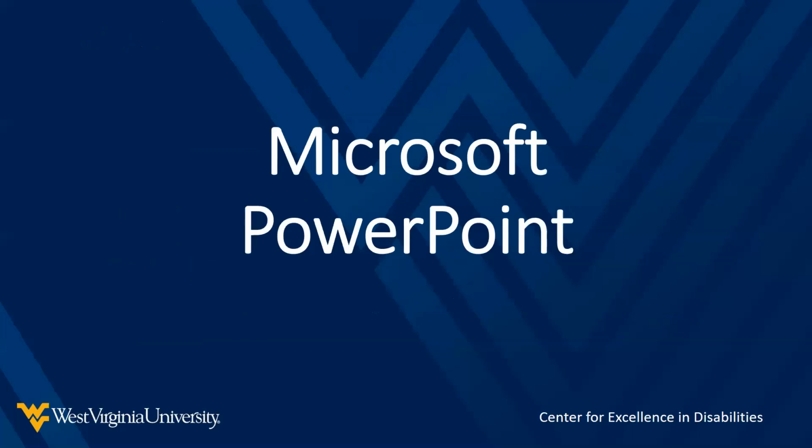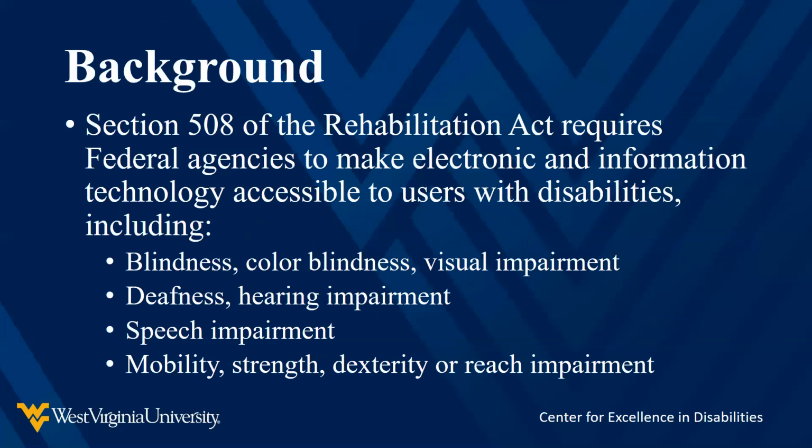I'm going to talk to you about Microsoft Word or Microsoft PowerPoint first. So to give you a little background, as an educational institution, you are the same as we are. You want to make sure that everything you're putting out there is as accessible as possible. So you're keeping in mind people with blindness, color blindness, visual impairment, hearing deficits, speech impairment, as well as physical disabilities such as mobility, strength, and other forms. So just be conscious of the things that you're doing.